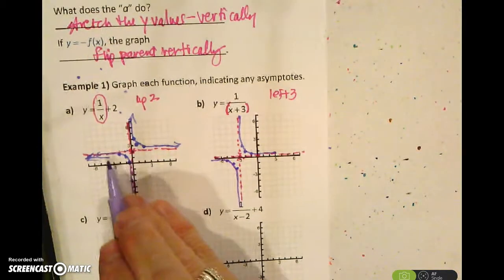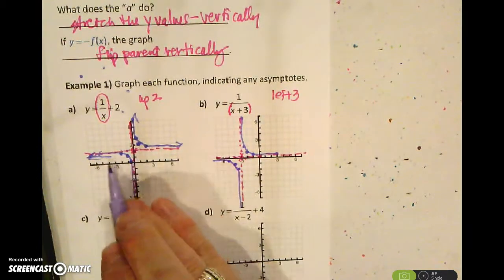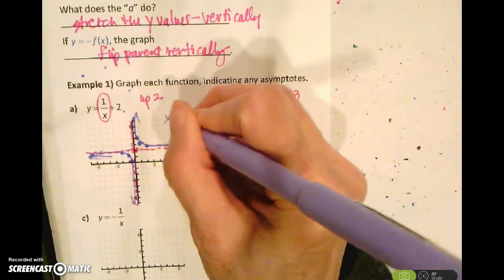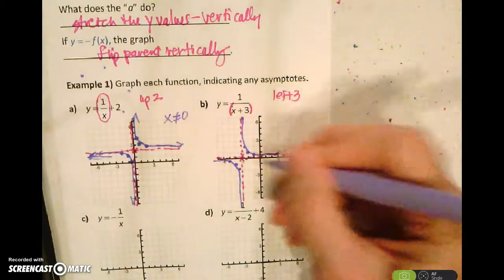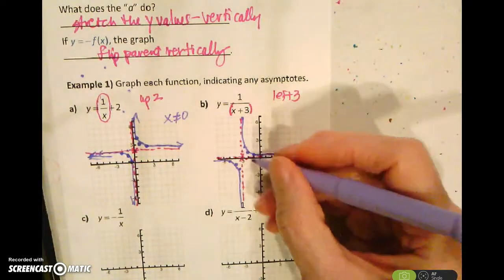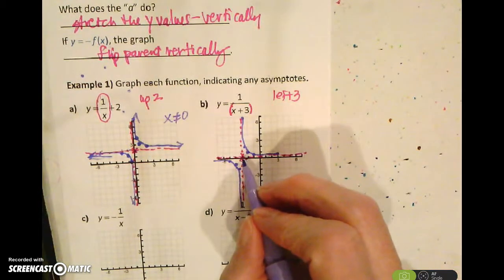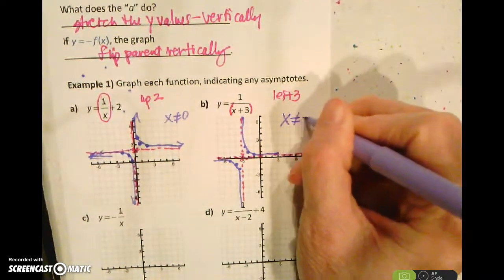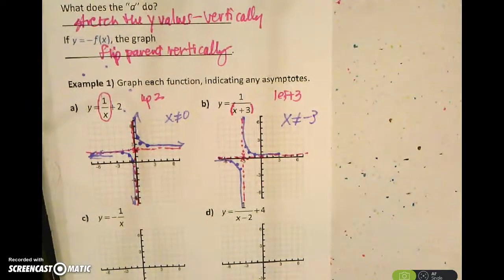What would be the domain of A? What value can x not be? X cannot be 0. And how about the domain of this one? What value can x not be? X can't be -3. So those would be my domains.